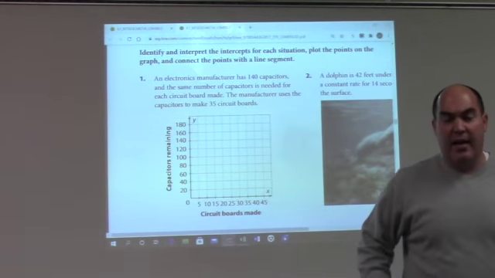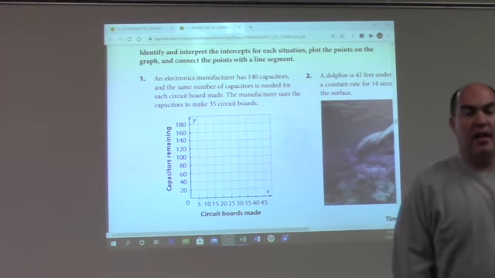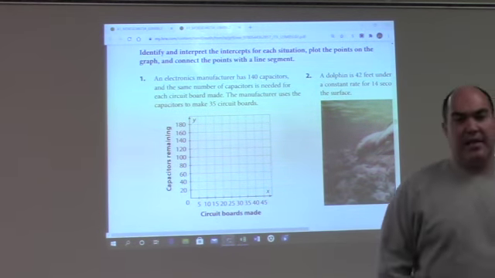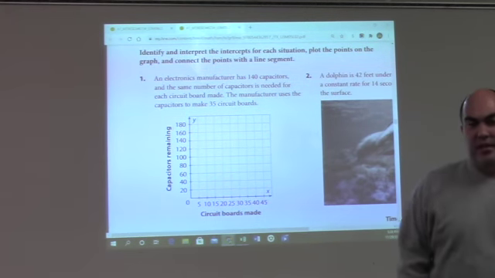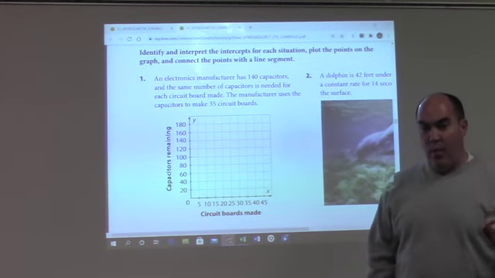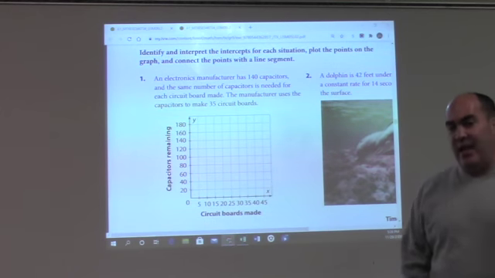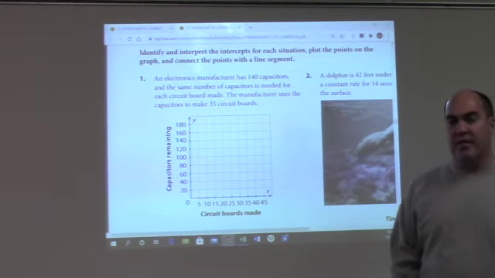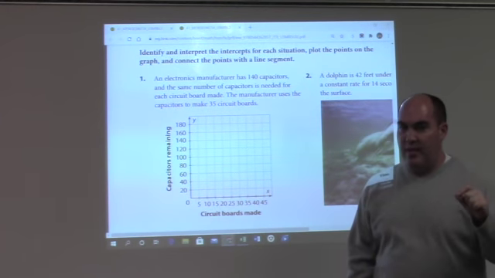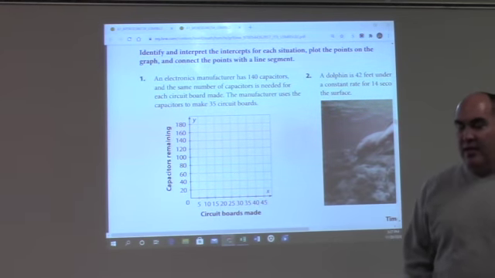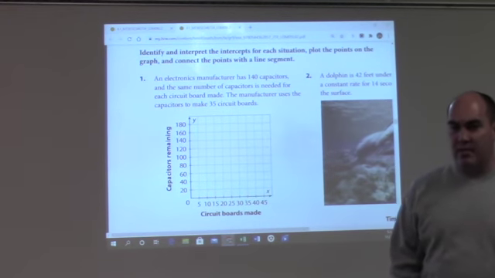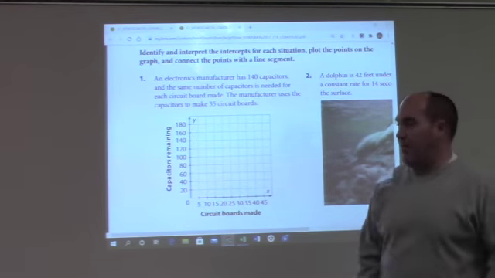Alright, here's an example of identifying, and we've got to interpret. So remember, every intercept is a point. So that point has an x and a y. So when you interpret what's going on, you have to interpret, what does the x value mean? What does the y value mean? Yes, one of those is always going to be 0, but it still means something, okay? So we've got to make sure that we get that right.